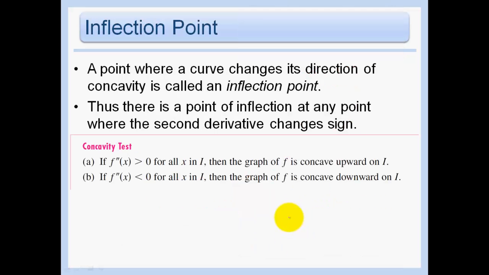A point where a curve changes its direction of concavity is an inflection point. In other words, it goes from concave up to concave down or concave down to concave up. The concavity test just recaps what I said previously.